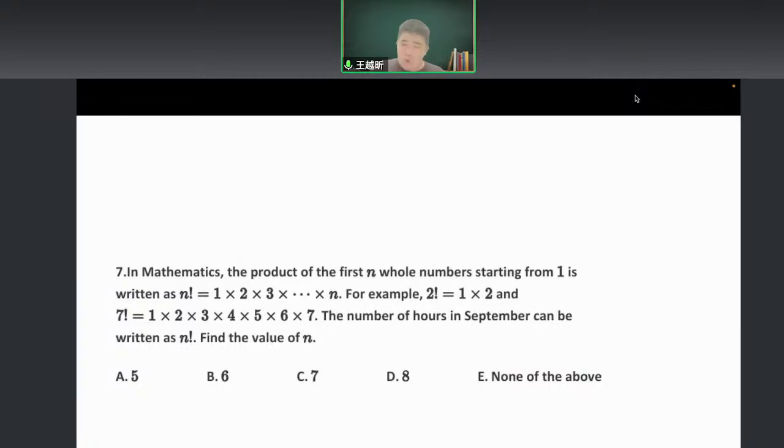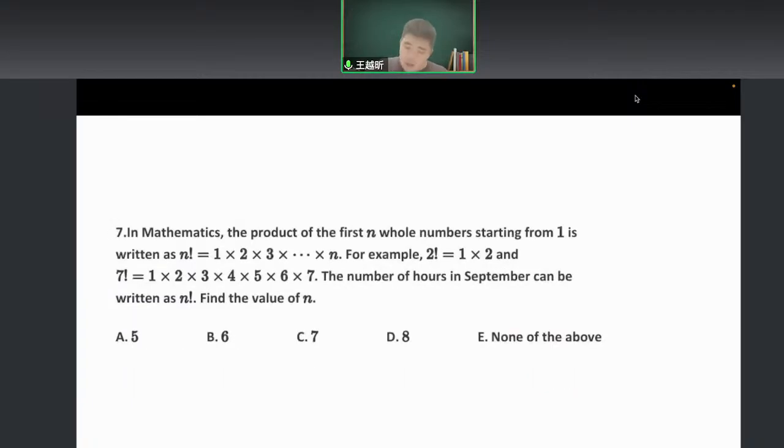Okay, so question 7 is about define new operation. This type of question is not difficult. All you need to do is to understand the question. You need to understand what the question is talking about. So here we define a new operation.